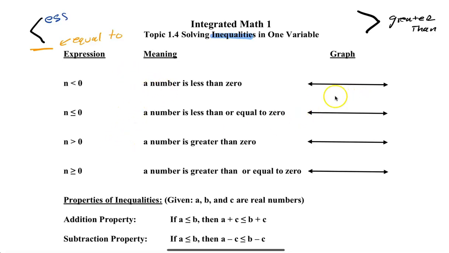So let's talk about how we graph it also. Because when you solve these, you're not just going to solve the equation, you're also going to graph it so you can visually see what's going on. So let's just do a couple examples. So n is less than 0. So let's just say this is 0.